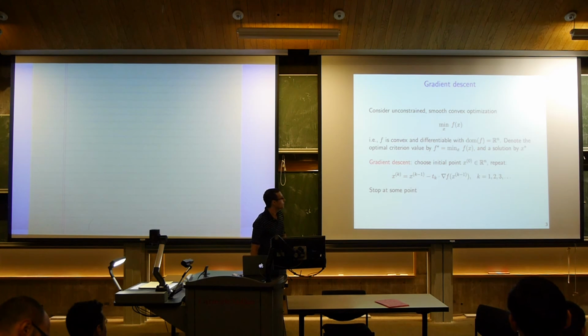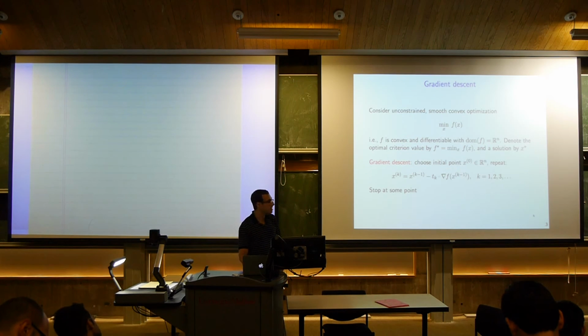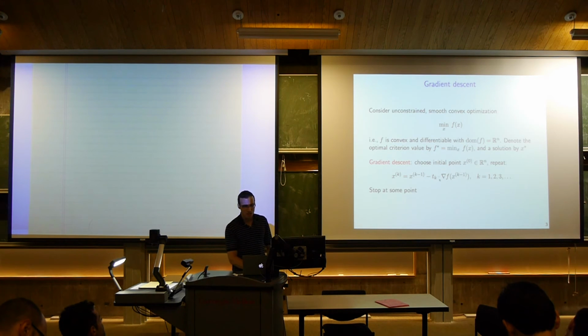So yeah, here's gradient descent. Just to remind you what it looked like. We talked about this last time. We proved that this thing has a certain convergence rate. We talked about how to choose step sizes and all that stuff.